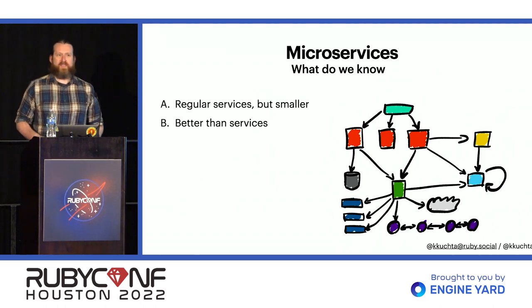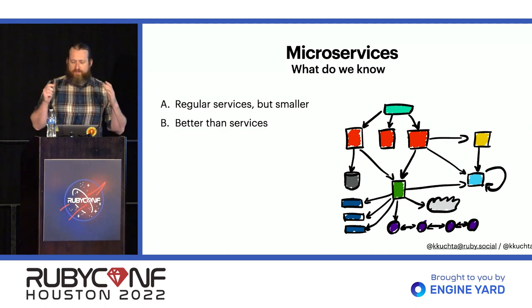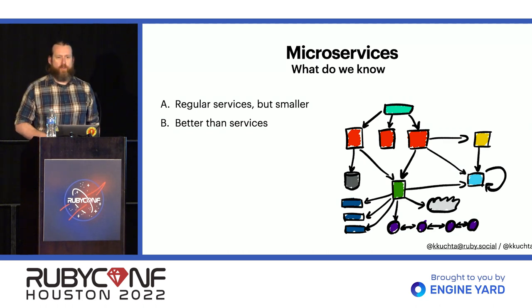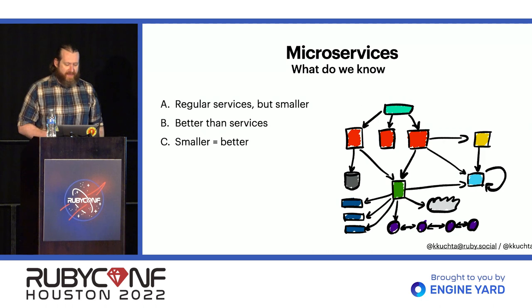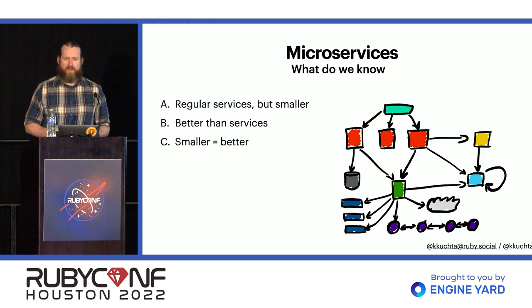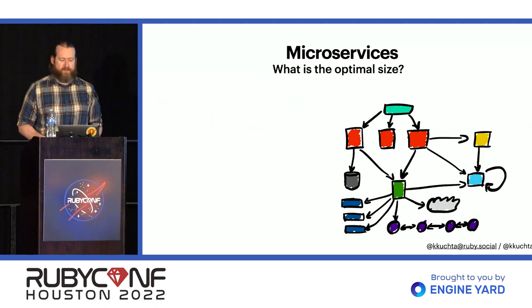And as far as I'm aware, this is all the information about microservices anywhere on the internet, not a single blog post, book, or think piece anywhere. So we are going to have to extrapolate ourselves. And I think we can conclude from those two pieces of information that smaller is better for microservices. But what is the optimal size for a microservice?